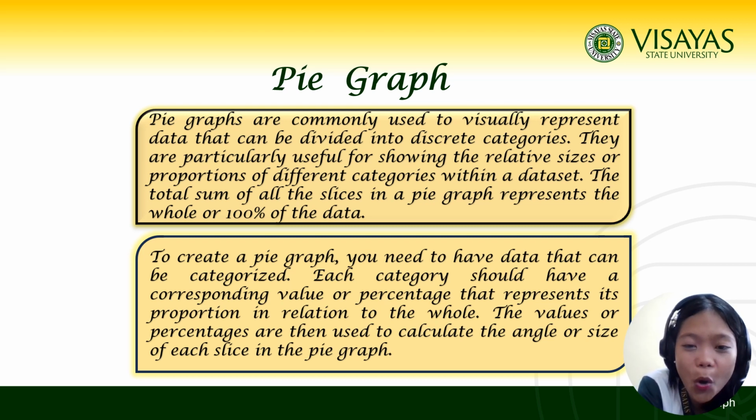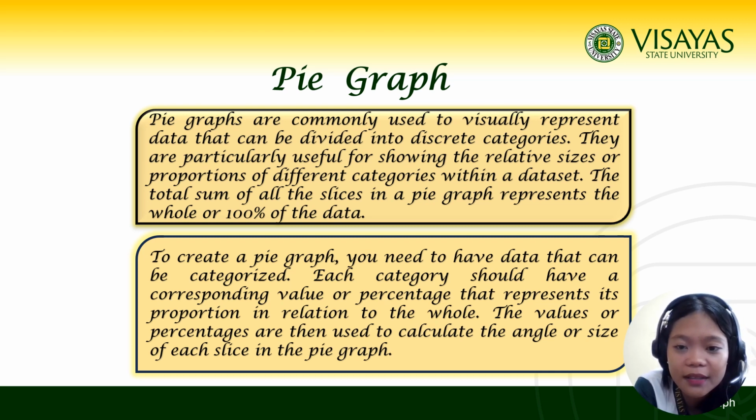Pie graphs are commonly used to visually represent data that can be divided into discrete categories. They are particularly useful for showing the relative sizes or proportions of different categories within a dataset. The total sum of all the slices in a pie graph represents the whole or 100% of the data.